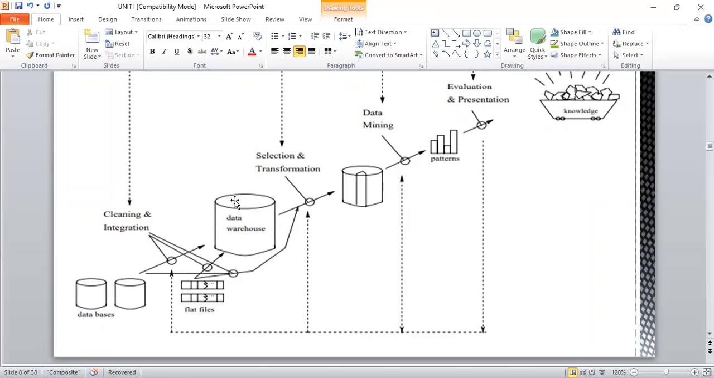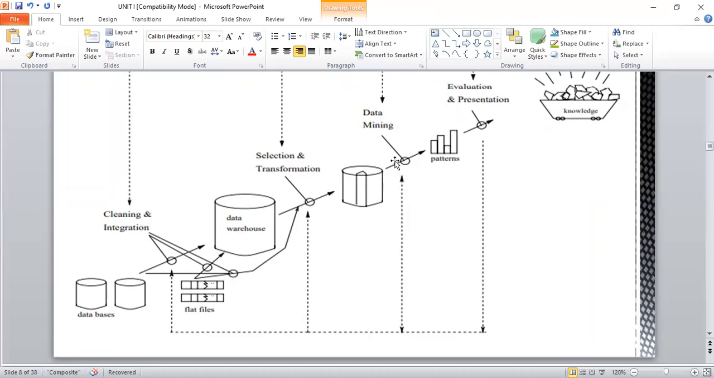Then on that data which is present in our data warehouse, we have to perform selection and transformation, data selection, data transformation. I'm going to explain it in very much detail, what is the meaning of these terms. Then in this box, there will be task relevant data, because we have selected some data related to a particular task. So that will be called as task relevant data.